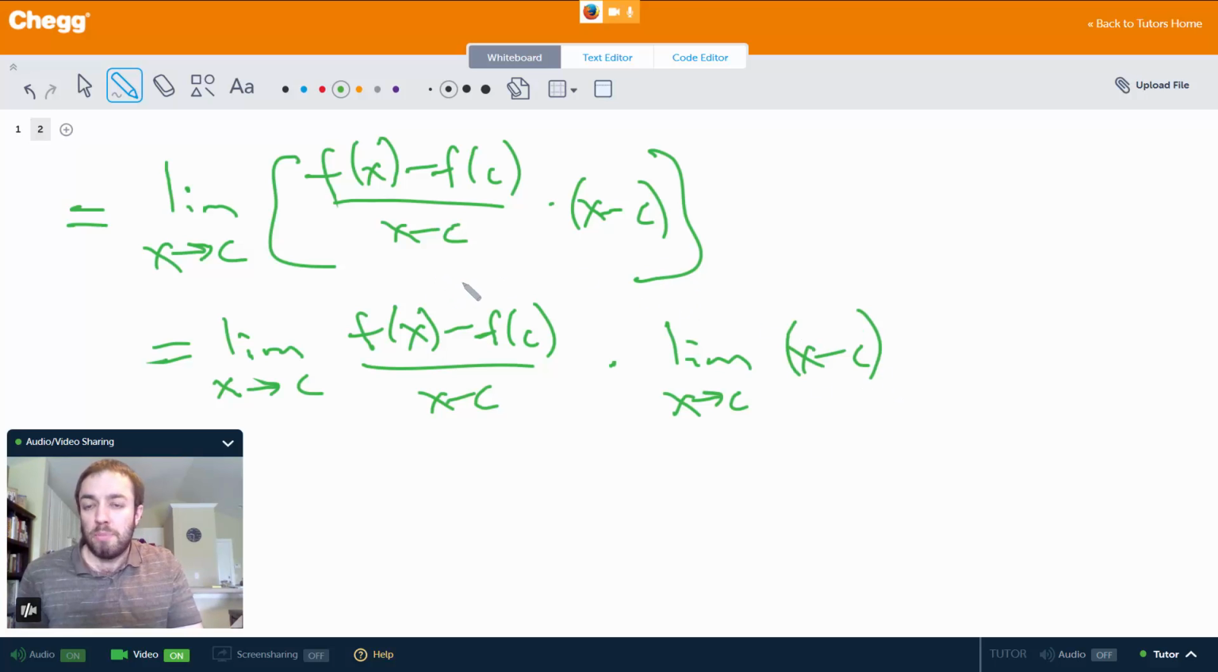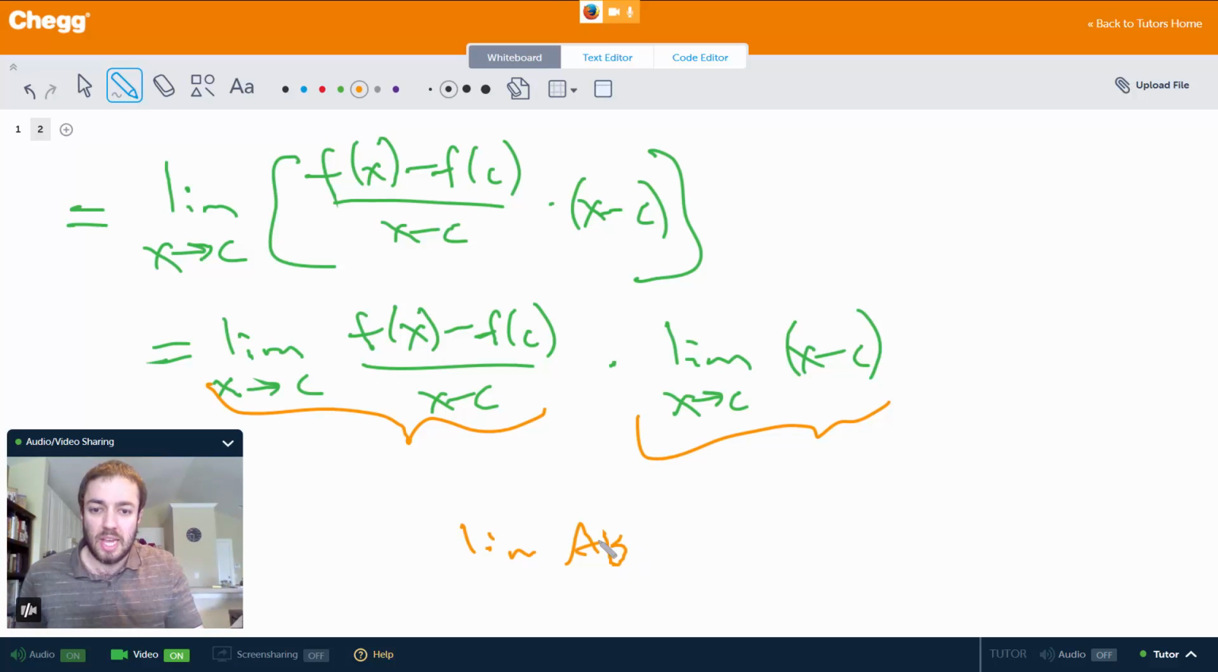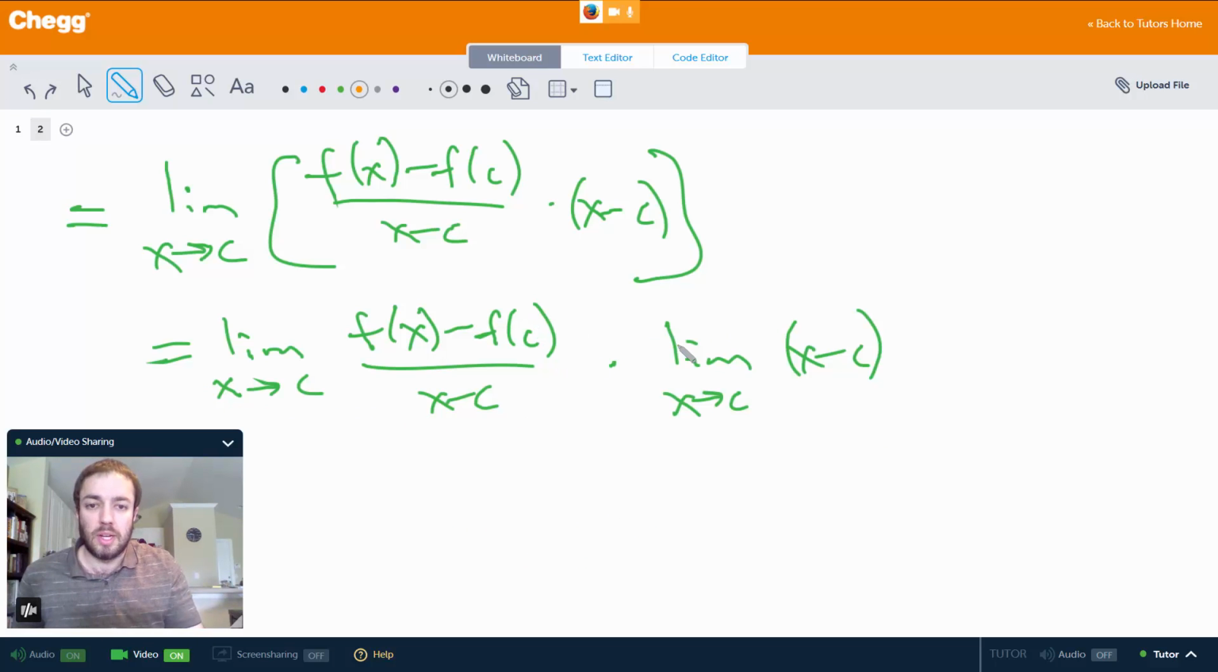Now we have to be very careful because it's only okay to do this if both of these limits exist. So if you have the limit of some product a times b, then we can only split it up as the limit of a times the limit of b if this limit and this limit both exist. So we have to be very, very careful about that. We're going to go ahead and show that both those limits exist. And actually what's nice is, first of all, this one's much easier to look at, so let's just look at that.